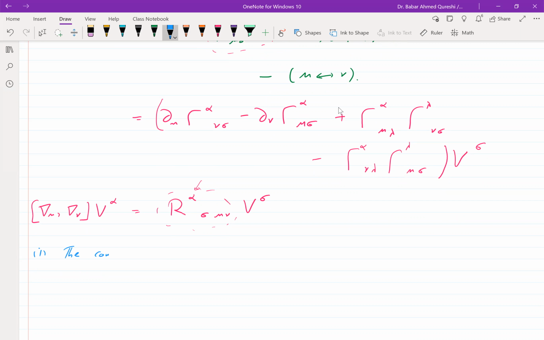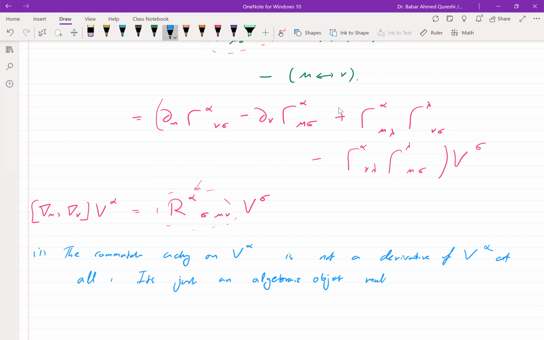the commutator acting on the vector field is not a derivative at all, because it does not involve any derivative of v. It's just something getting multiplied with v, an algebraic object multiplying v. So this guy can be thought of in its own terms. It's just an object which multiplies v. It's not a derivative of v. It does not depend on v.